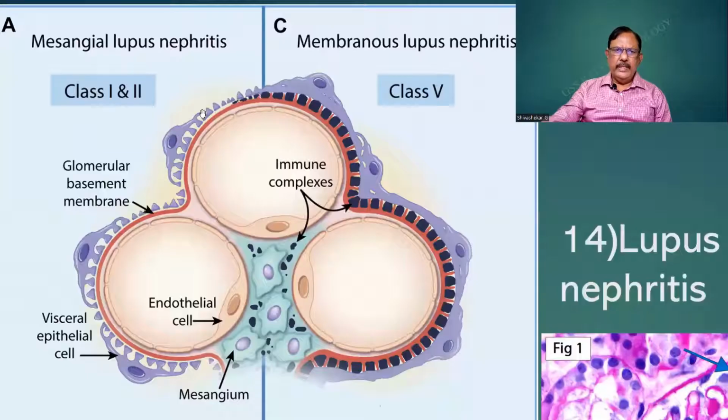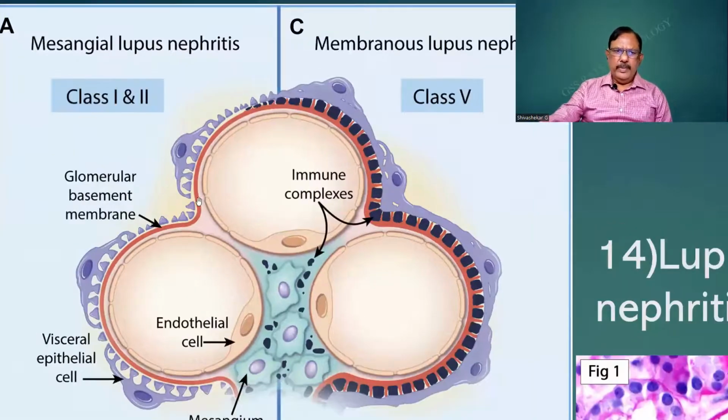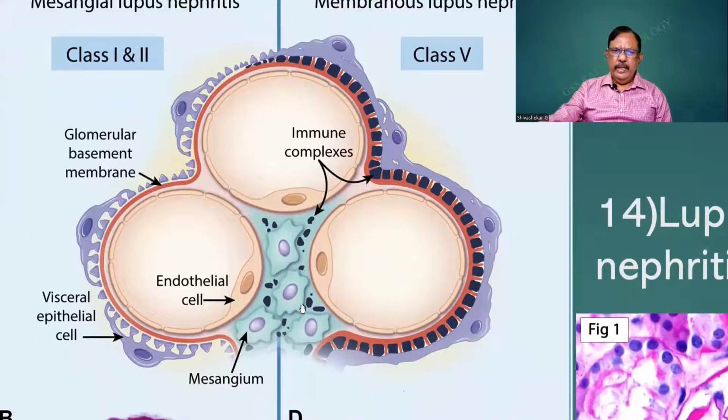So the mesangial lupus nephritis, what I am seeing is there is the epithelium, again the endothelium with fenestration, the basement membrane. A minimal change over here, mesangial lupus nephritis. There can be proliferation of the mesangial cells. Immune complexes, of course, can be seen. After all, what is SLE? It is a typical prototype of an autoimmune and an immunological disease.